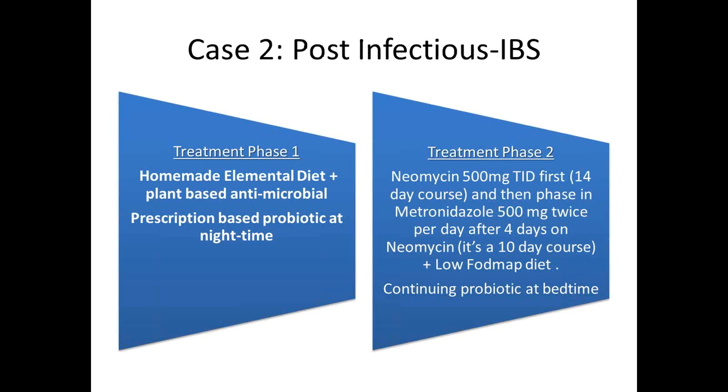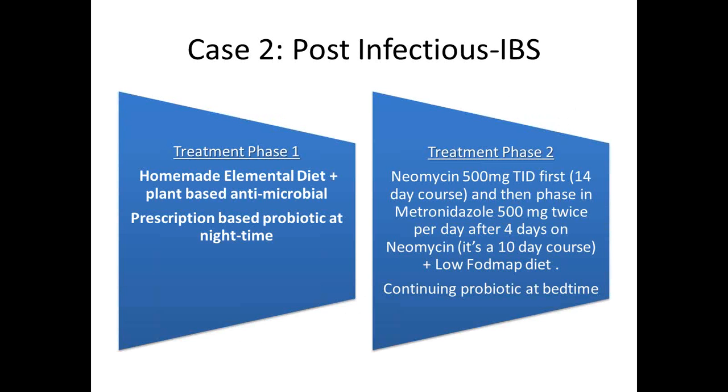So we both agreed that starting off with a mild plant-based antimicrobial would be best. I did start him on a homemade elemental diet just to get his nutrition up. And at this particular time, he was not wanting to give up the probiotic. He felt anxious about that. I'm sure you've seen patients who feel like their probiotic is all that's helping them. And so we moved to a probiotic away from the antimicrobials, and at night I actually used one of the prescription-based probiotics.